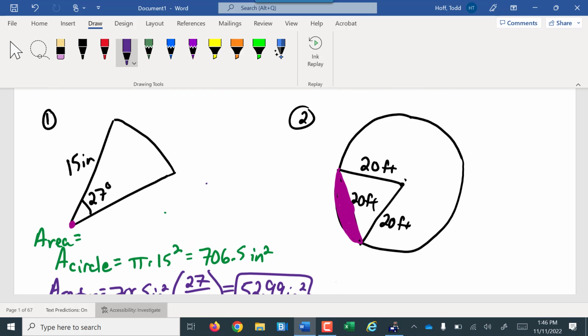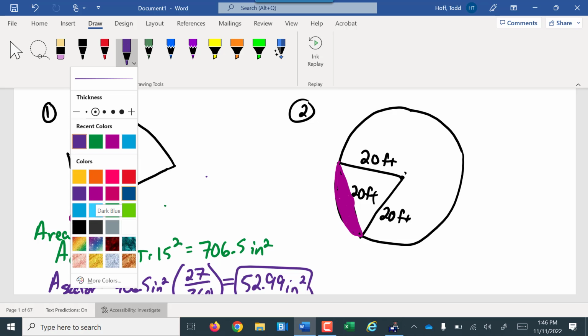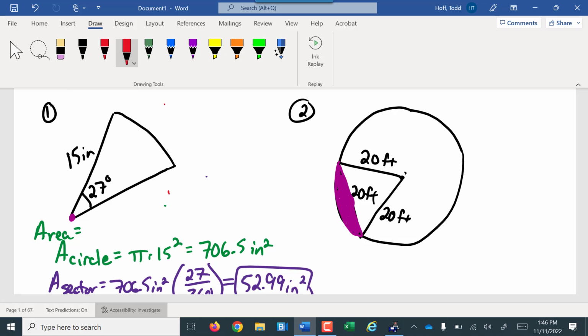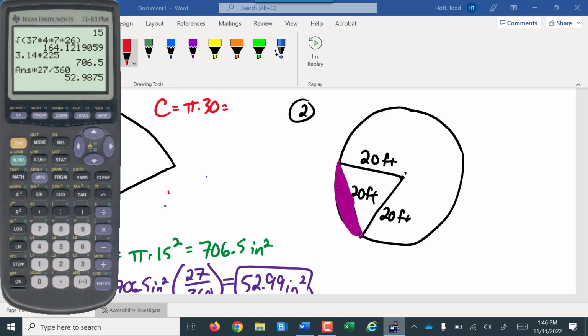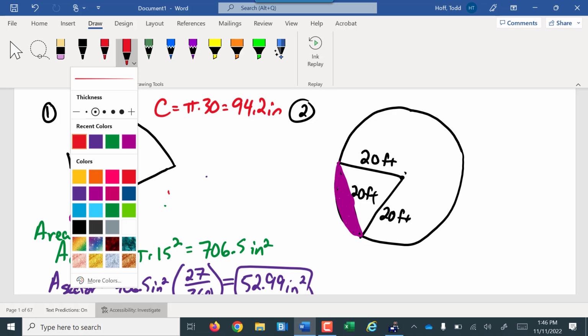How about number 2 we plan on taking some time with. How about the perimeter for number 1? So pi times 30 for circumference. Where did I get 30? 15 is a radius, so times 2. We're still looking at number 1. That's the circumference of the whole circle.